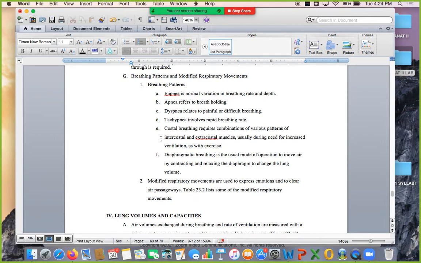Specialty types of breathing include costal breathing, where we're using your rib muscles to help expand your lungs, so your intercostal and your extracostal muscles, which are going to be used during increased ventilation, like with exercise, for example. And then we have another type of breathing called diaphragmatic breathing, which is your usual mode of breathing, when we're moving air in and out by relaxing and contracting the diaphragm in alternation to help change the lung volume, which changes the lung pressure.